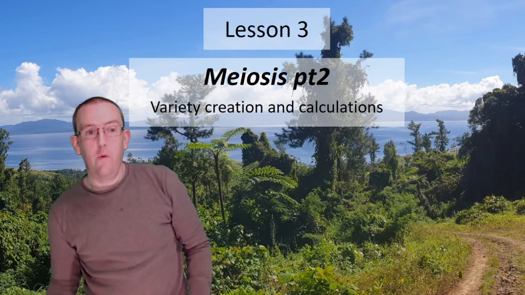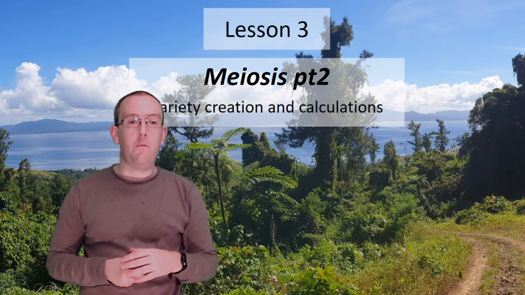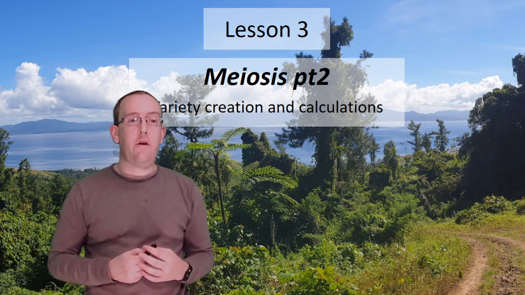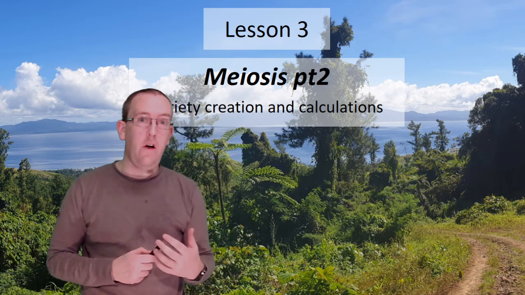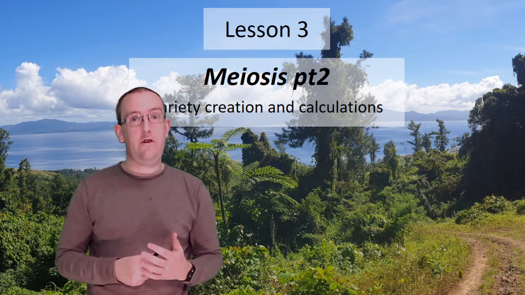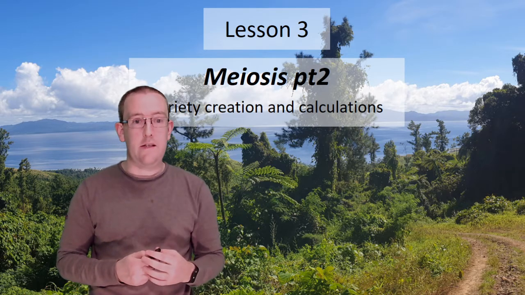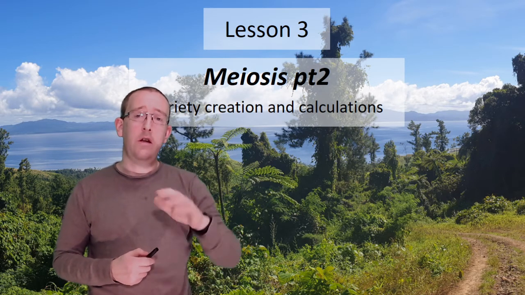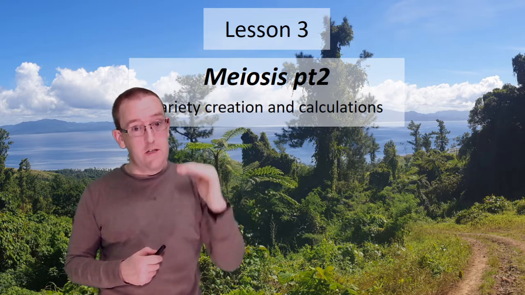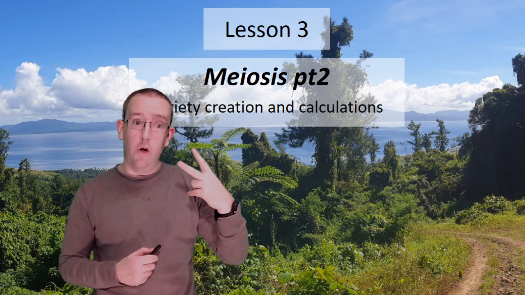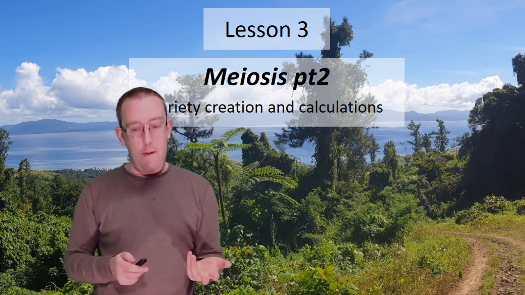Okay, hello and welcome to the second part of the lesson on meiosis. Now in this lesson we're going to go through how we manage to create variety and do our calculations. So there's a bit of maths in this as well. In the previous lesson you should have learned the names of the stages in meiosis, that it's two lots of cell division resulting in haploid cells.